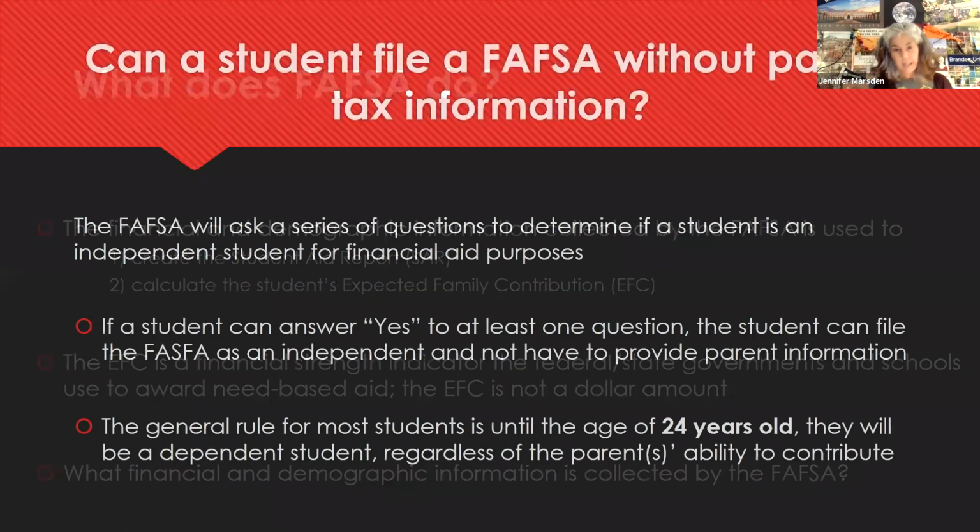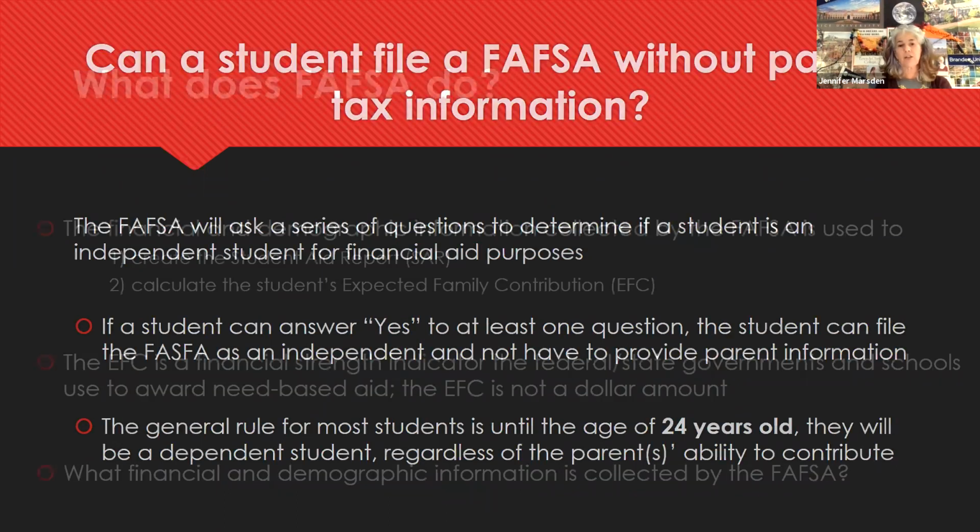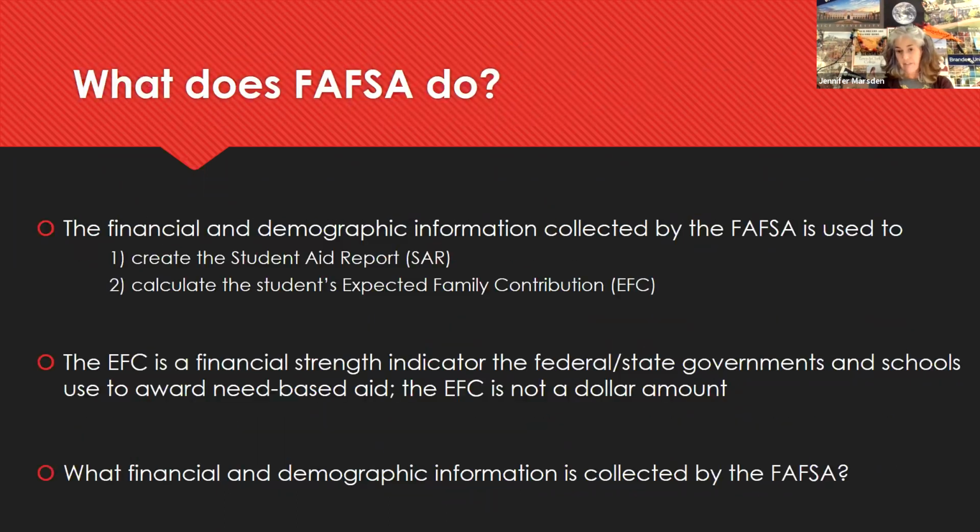So next slide. Oh, I guess I should have done a little more here. So what financial and demographic information is collected by the FAFSA? Demographic information is information about the student, their age, that kind of thing. It's more demographic information about the household. That's important. So how many people live in your household? How many people are supported by this income and assets that you're going to declare? How many people in your household are in college? That makes a big difference.